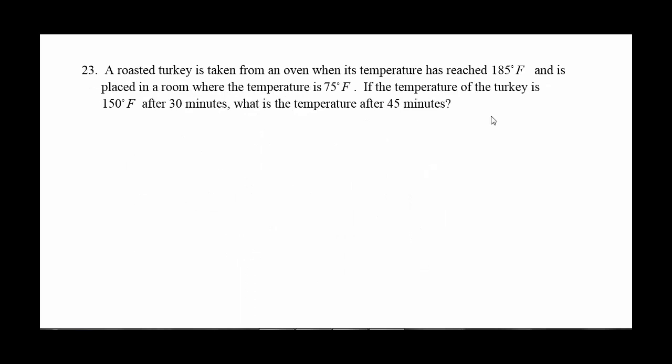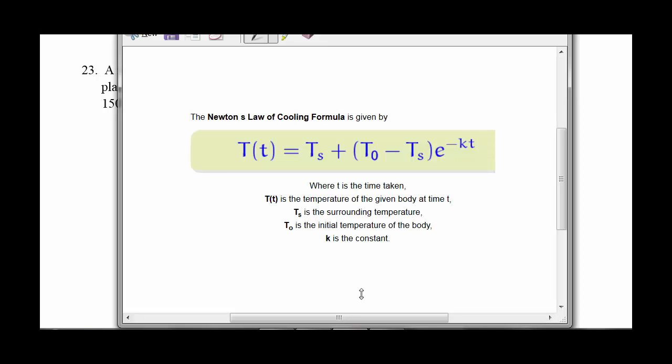All right, last question that I'll work for you. Roasted turkey is taken from an oven when its temperature has reached 185 degrees Fahrenheit and is placed in a room where the temperature is 75 degrees. If the temperature of the turkey is 150 degrees after 30 minutes, what is the temperature after 45 minutes? Okay, so we need to pull out the Newton's law of cooling formula, which is right there.